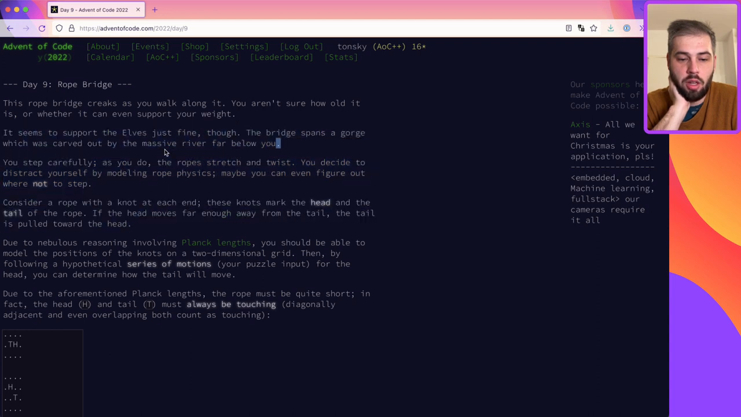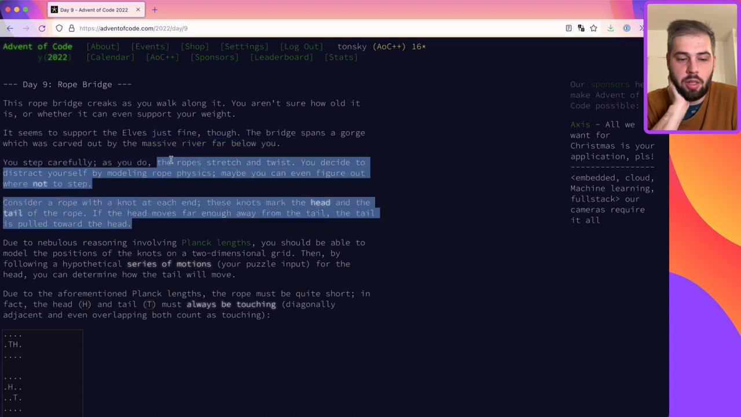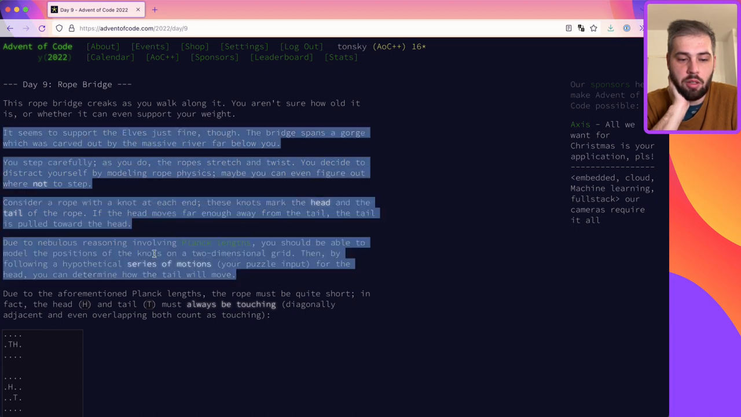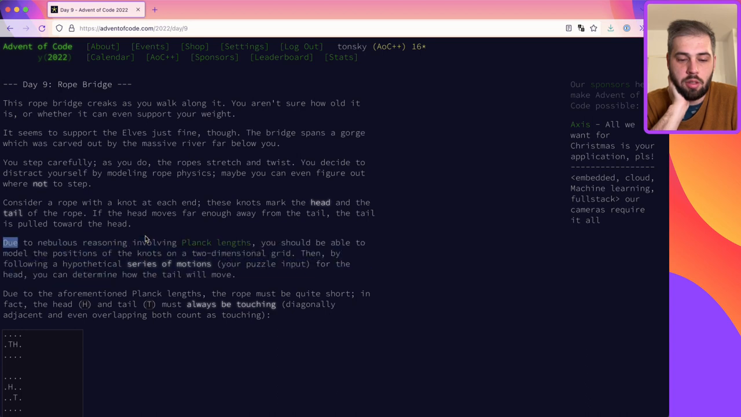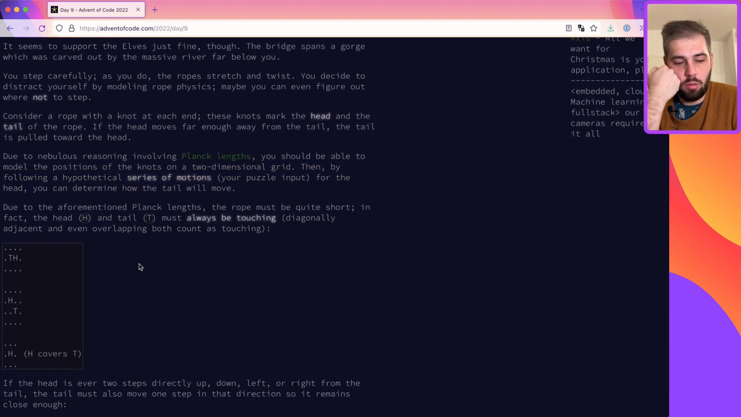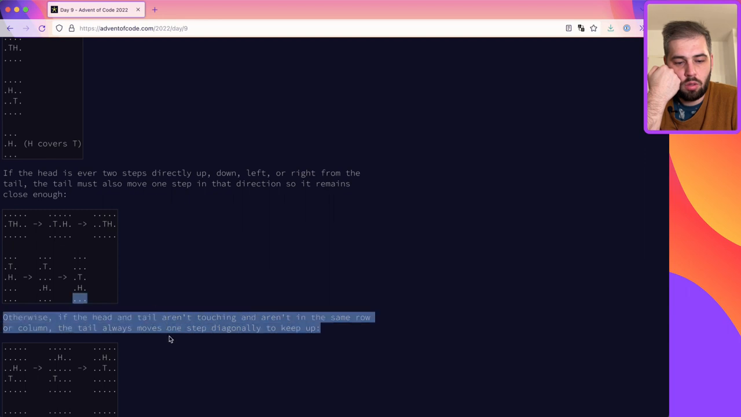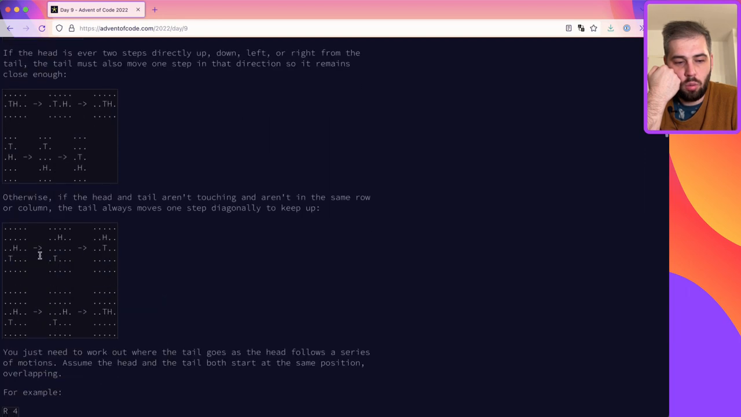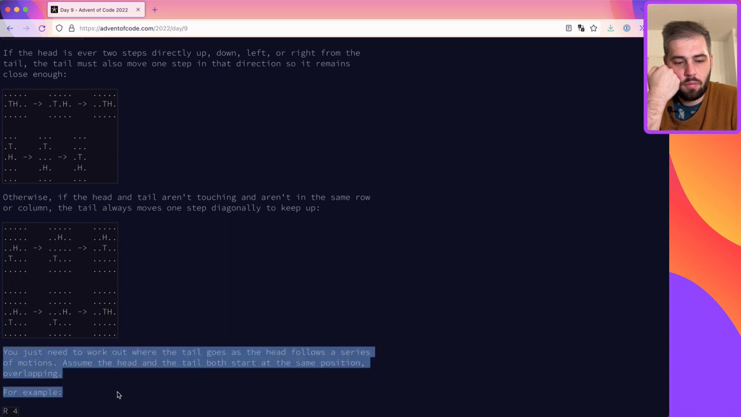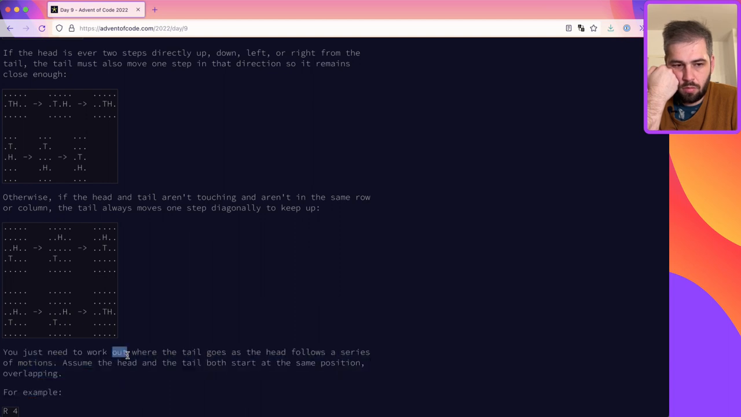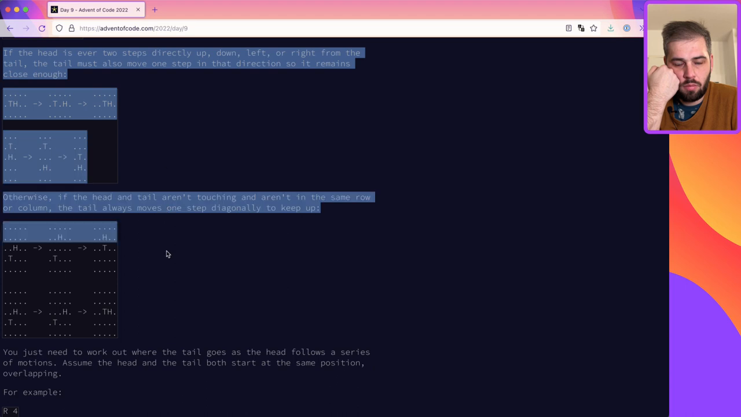Consider a rope with a knot at each end. These knots mark the head and the tail of the rope. If the head moves far enough away, the tail is pulled towards the head. Okay. So we are given how the head moves, and we must move the tail, one step diagonally. Okay, yeah, okay.